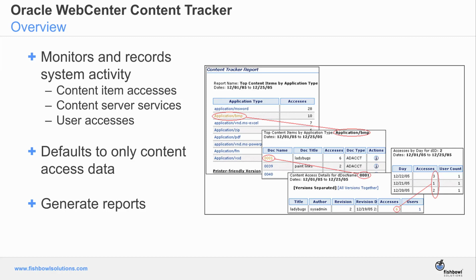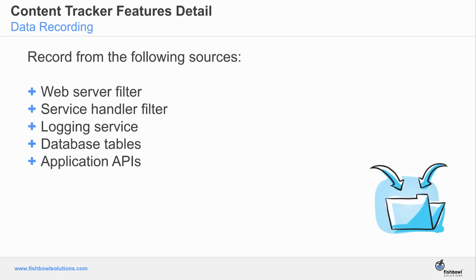By default, Content Tracker defaults to the most optimally configured settings. That means that if you want to capture other metrics like user activity, you have to configure this, and Tom will talk a little bit about that. And then you'll be able to generate reports showing some of this data in a table or grid view.